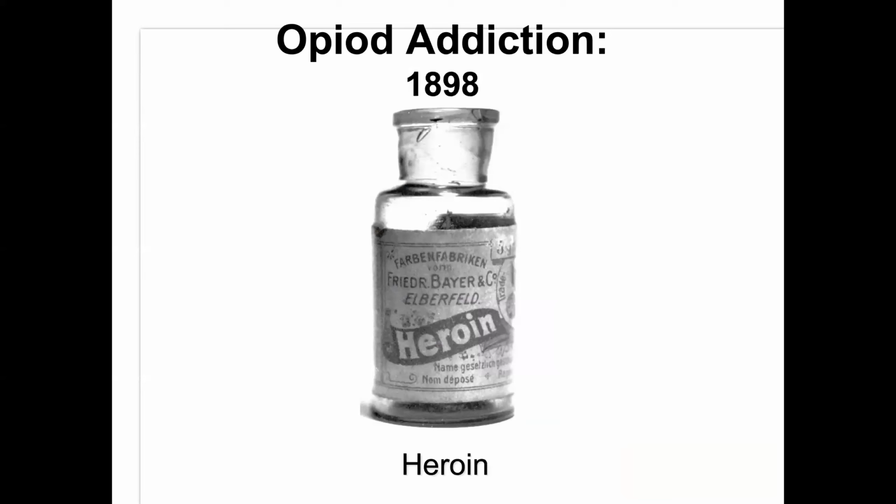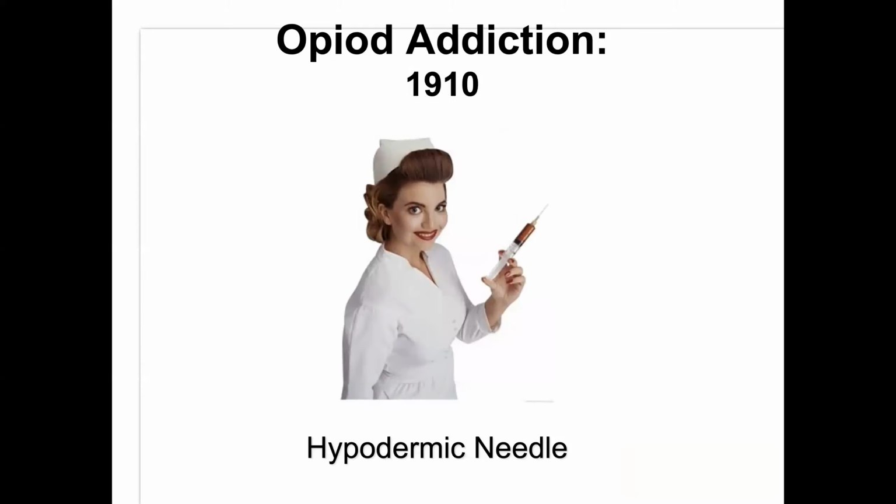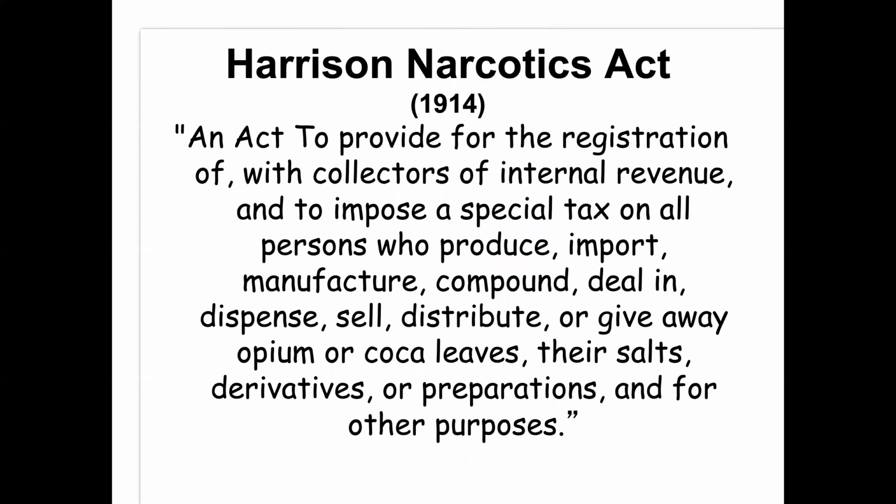In 1898, heroin was synthesized from morphine, providing a higher potency form of medicinal and recreational opiate. The invention of the hypodermic needle in 1910 opened up the intravenous route of heroin and morphine administration. There was so much opiate use around the beginning of the 20th century, the federal government sought to control availability, which it did in 1914 via the Harrison Narcotics Act.